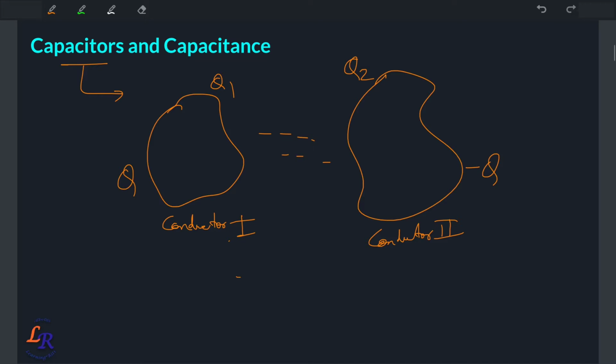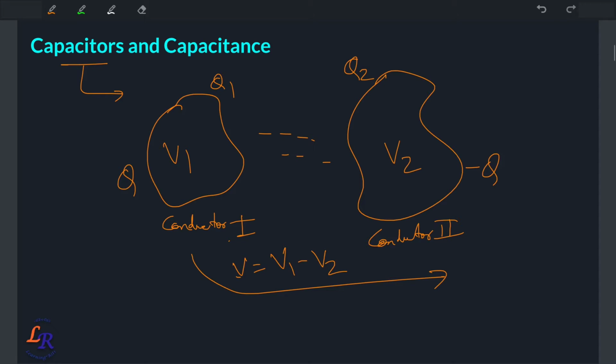and such a system is called a capacitor, and it has the property that it can store charge between them. We'll see how they store charge and what the physical significance of that is. And let's say the conductors have potentials V1 and V2, then their potential difference would be V1 minus V2. So what would it mean?